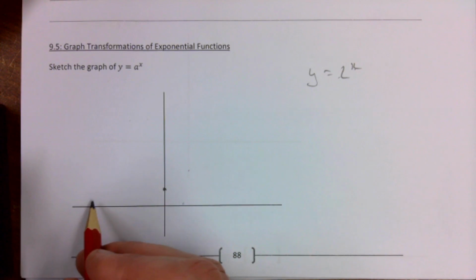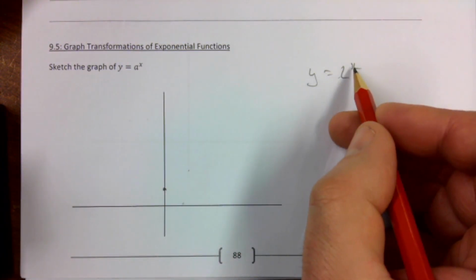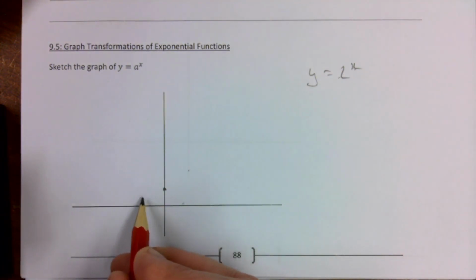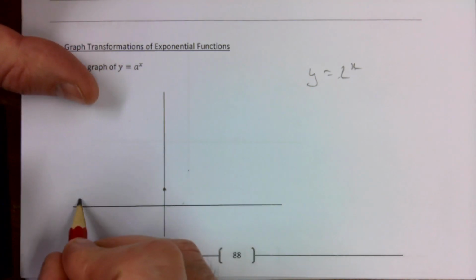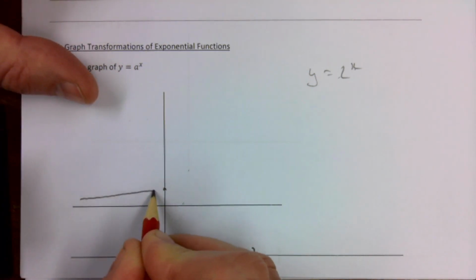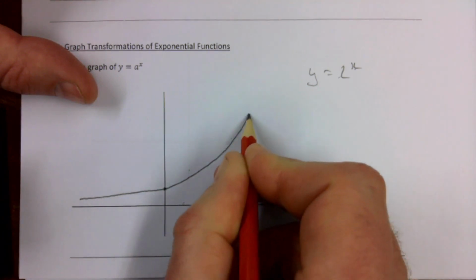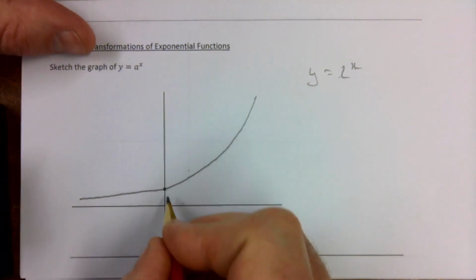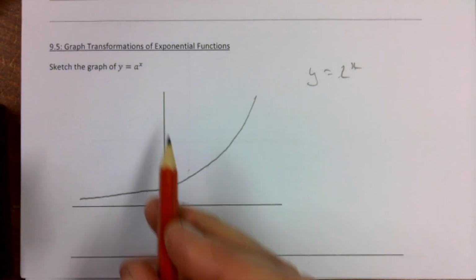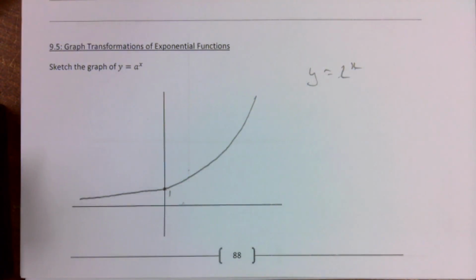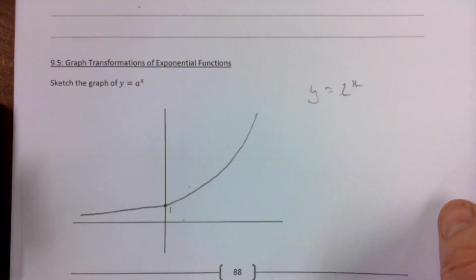Over on this side, 2 to the power of minus 1 gives me a half. And then it goes to a quarter, and then an eighth, and so on. So generally, our graphs look like this. That's a dodgy looking graph, but we're kind of there. And that then is our point (0, 1), and that's a fairly standard one for y equals a to the power of x.